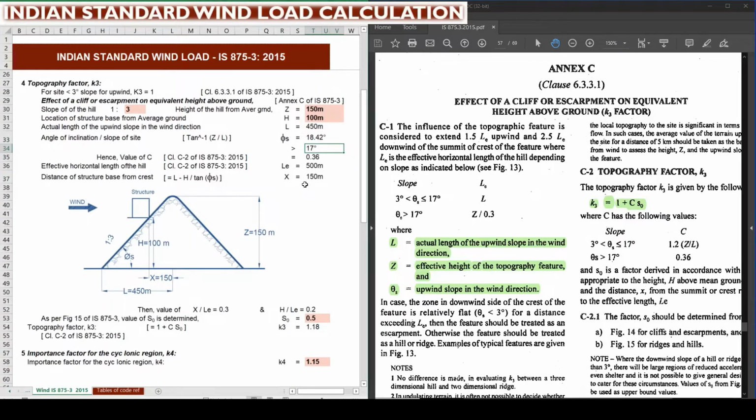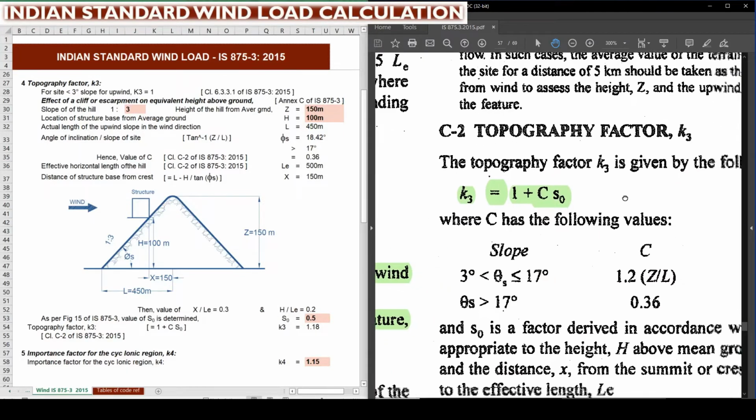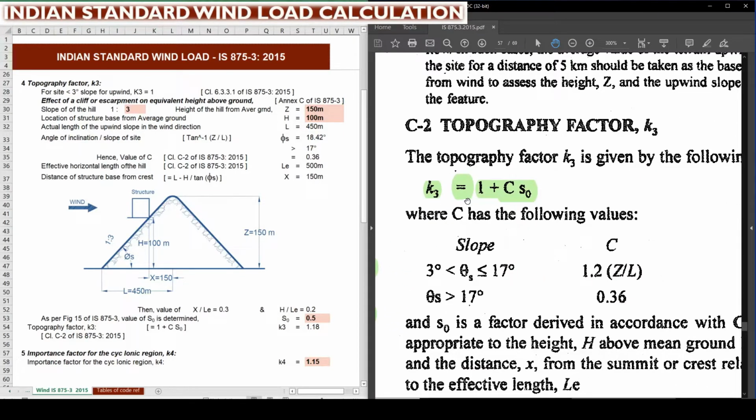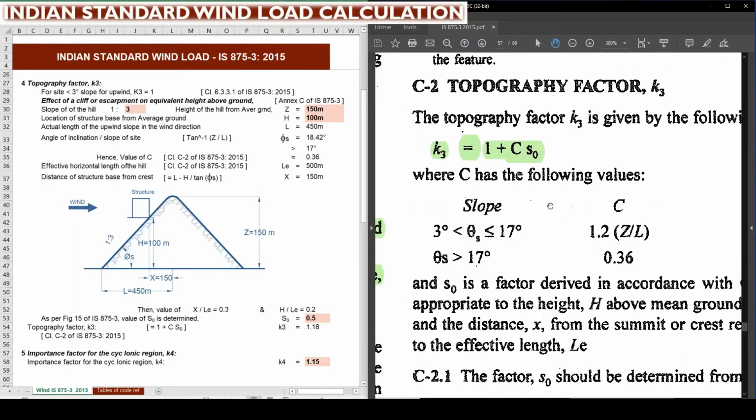So we need to find other parameters, such as the value of C and the value of S0, to find the factor K3. Here on the right hand side you can see the formula to find the K3 value: K3 equal to 1 plus C into S0. For finding C, you can see the table just below. If the slope is 3 degree to 17 degree, C is 1.2 into Z divided by L. And if the slope is more than 17 degree, we can directly consider 0.36 as the value for C. For us, the slope is more than 17 degree.